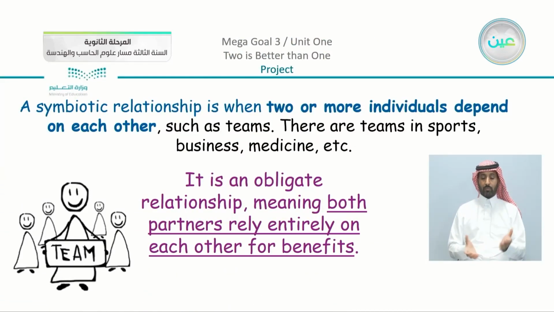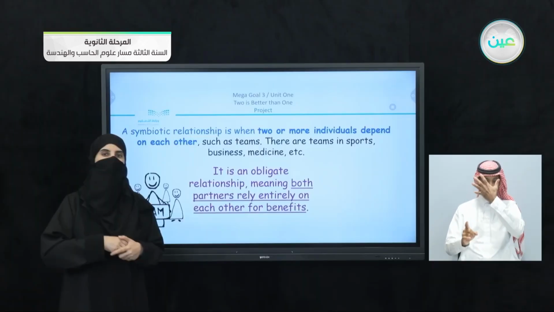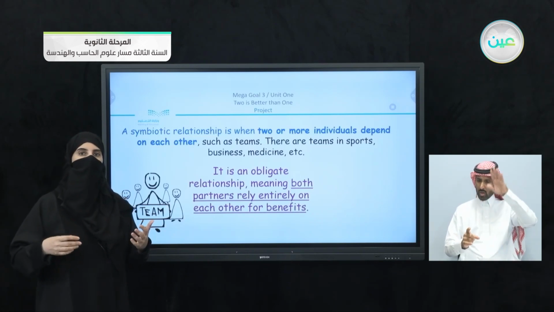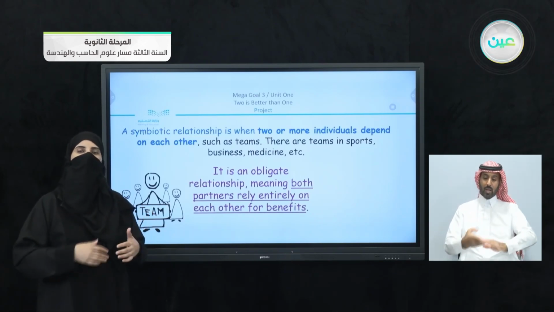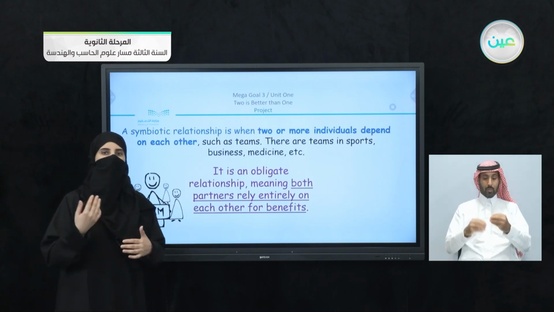A symbiotic relationship, just to remind you, is when two or more individuals depend on each other. So do you remember when we talked about animals, we said we have the ostrich and the zebra, the anemone and the clownfish. They were two pairs, but actually more members can be added within the team.